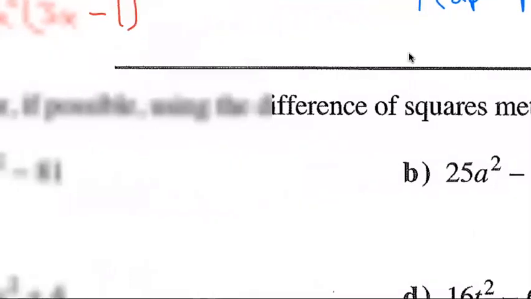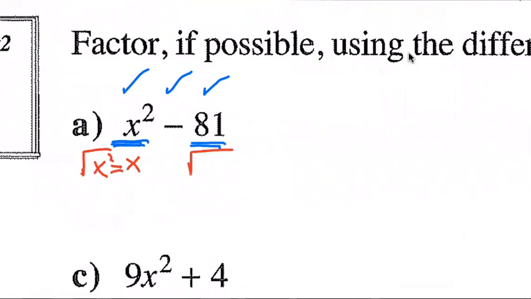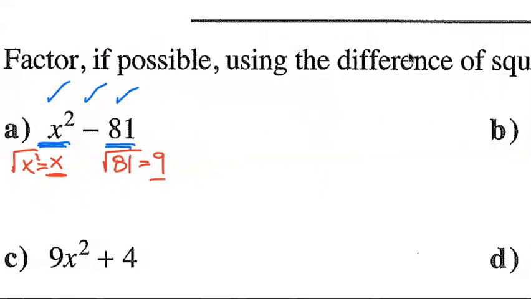Okay? So let's look at A. X squared minus 81. Is x squared a perfect square? Yes, it is. Is 81 a perfect square? Yes, it is. Are the 2 terms separated by a minus sign? Yes, they are. Now, this is what you do. You think, okay, well, what is the square root of x squared? Well, that's x. What is the square root of 81? That's 9. Now I know what my first term and my second term are going to be in both of my binomial brackets. So I just go straight to my binomial brackets.